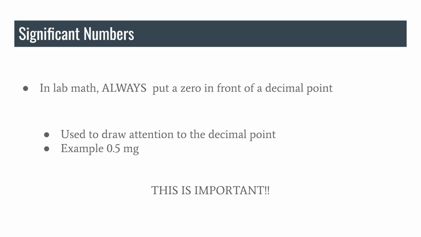In lab math, again, always put a 0 in front of the decimal point. You want to draw attention to the decimal point, and 0.5 milligrams is much different than 5 milligrams. So it's very important that we're very specific about our decimals.